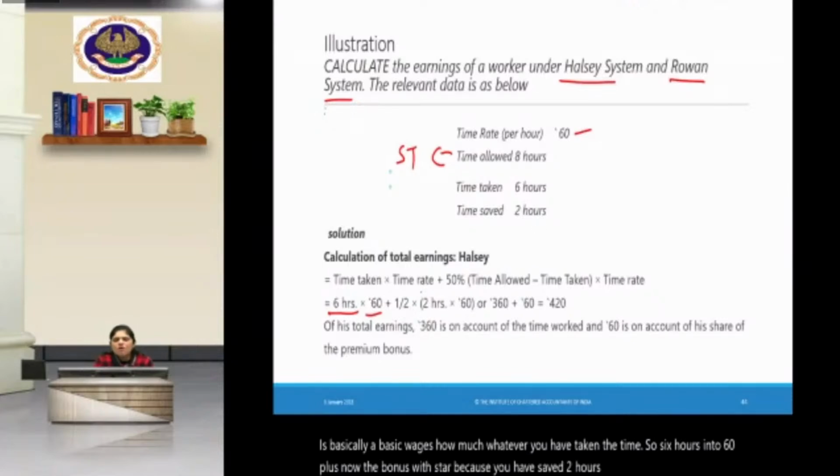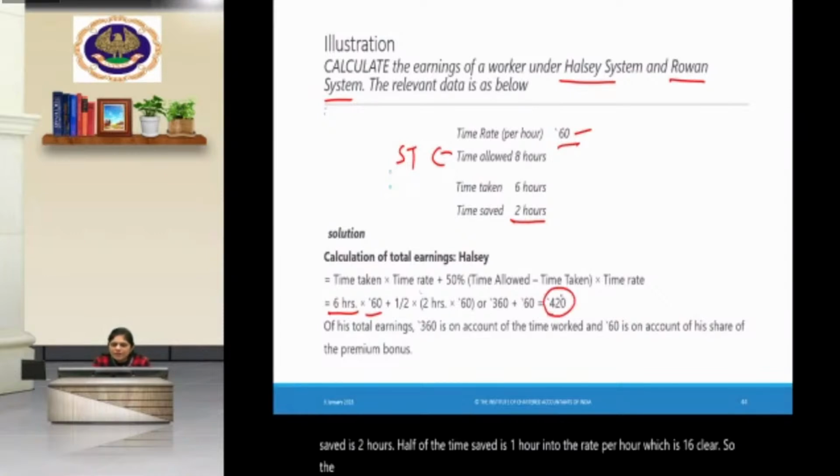So half of the time saved. Time saved is 2 hours. Half of the time saved is 1 hour into the rate per hour, which is 60. Clear? So the amount comes to 420. Out of that, 360 is your basic wage and 60 is your premium bonus. All right. So I hope you have understood this. 360 is on account of the time work.